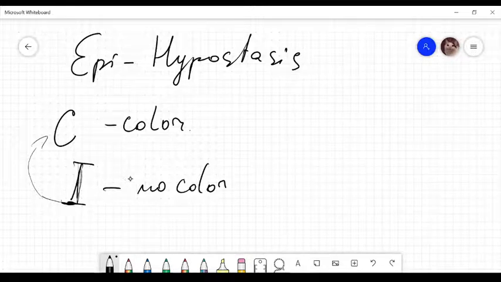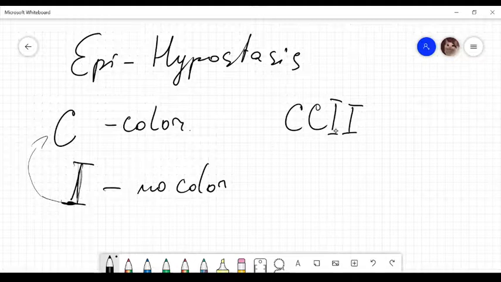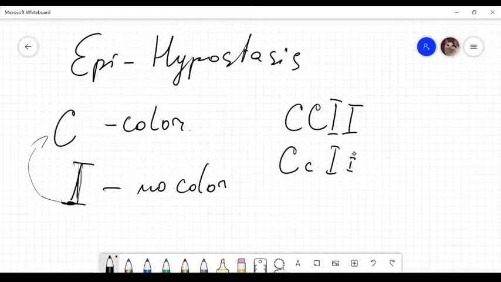Due to this interaction, Leghorn fowl is white when this Leghorn fowl has the genotype capital C capital C, capital I capital I. Okay. The Plymouth Rock is white because it has the recessive genotype small c small c, small i small i.